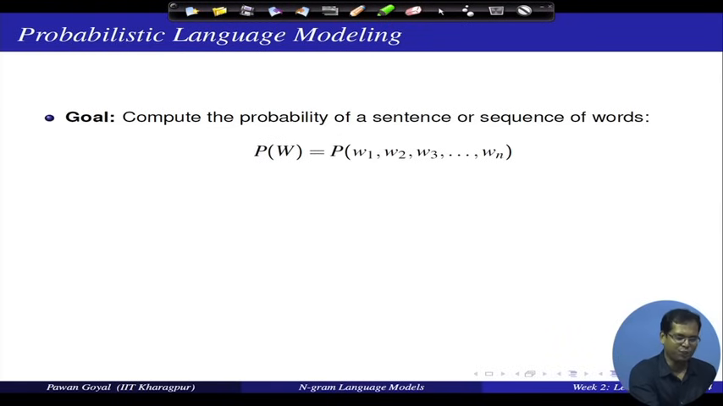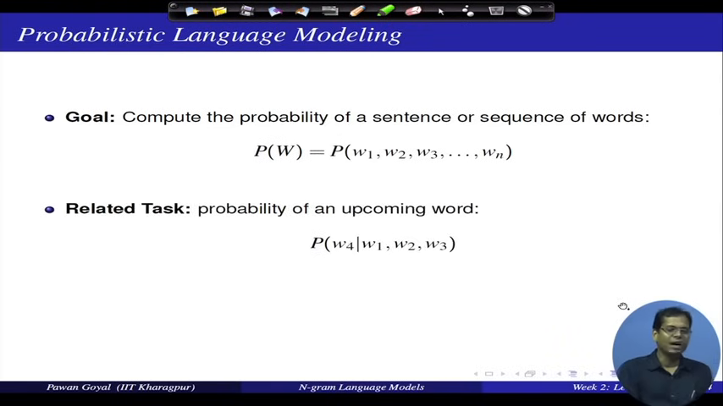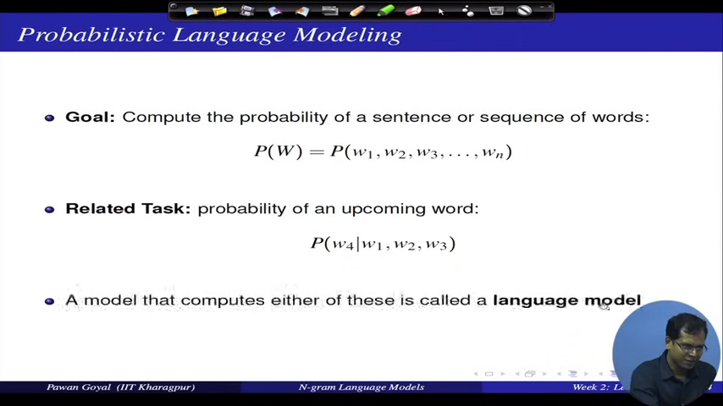What is the other related task that we saw in the prediction system? That given 3 words W1, W2, W3, what will be my W4? So probability of W4 given the 3 previous words, so probability of an upcoming word. Now, in general, any model that computes either of these, probability of a sequence or probability of a word given the previous utterances, is called a language model. So we will see language model using these definitions.